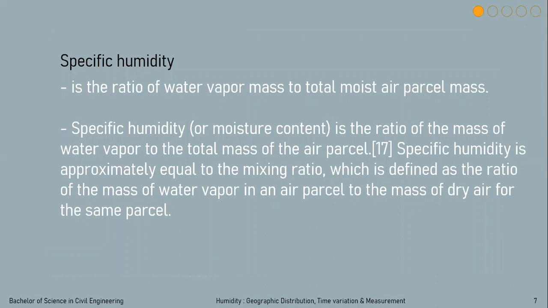Specific humidity. Specific humidity is the ratio of water vapor mass to the total moist air parcel mass. Specific humidity or moisture content is the ratio of the mass of water vapor to the total mass of the air parcel. Specific humidity is approximately equal to the mixing ratio, which is defined as the ratio of the mass of water vapor in an air parcel to the mass of dry air for the same parcel. So, the specific humidity is an extremely useful quantity in meteorology. For example, the rate of evaporation of water from any surface is directly proportional to the specific humidity difference between the surface and adjoining air.